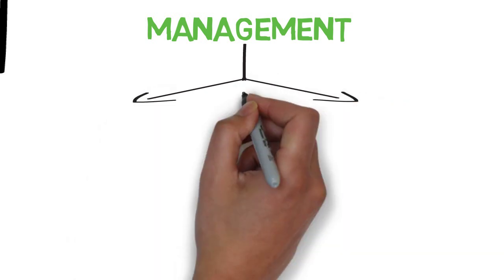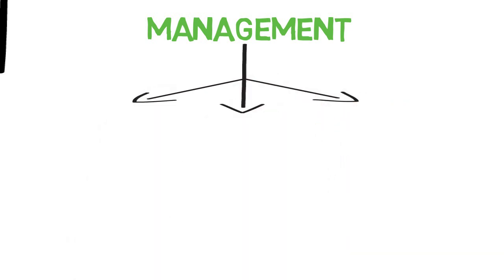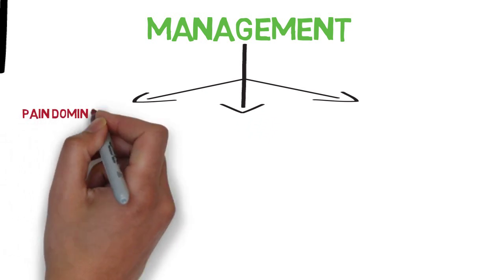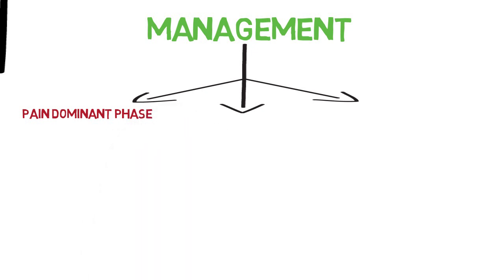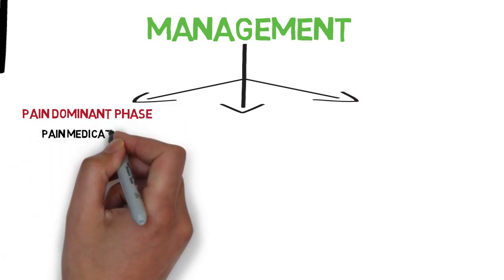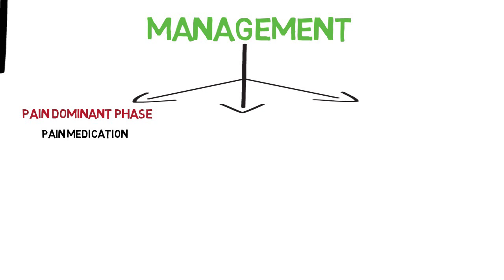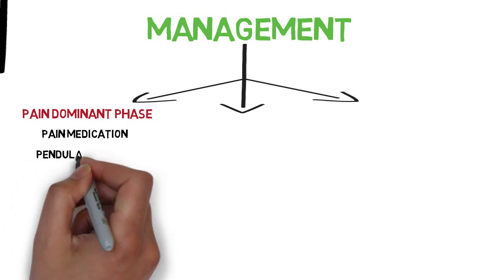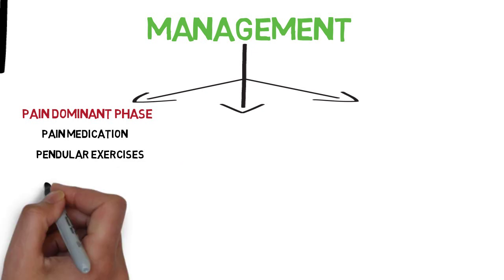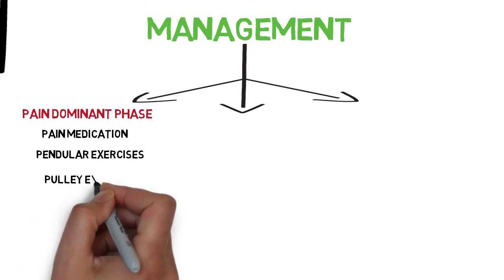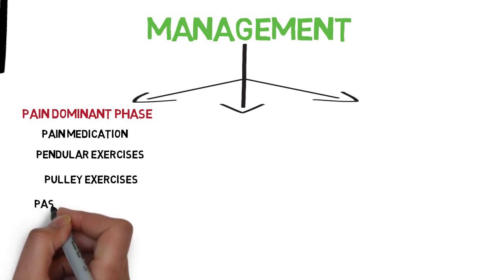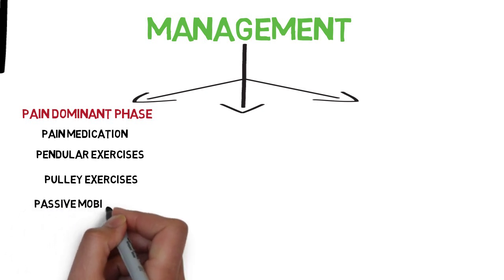As there are 3 stages for this condition, each phase has different ways of management. In the pain dominant phase, the primary goal will be to reduce pain. Along with pain medications and pain modalities, simple exercises such as pendular exercises, shoulder ladder, and pulley exercises can be given in this phase. Passive mobilization will also be helpful.